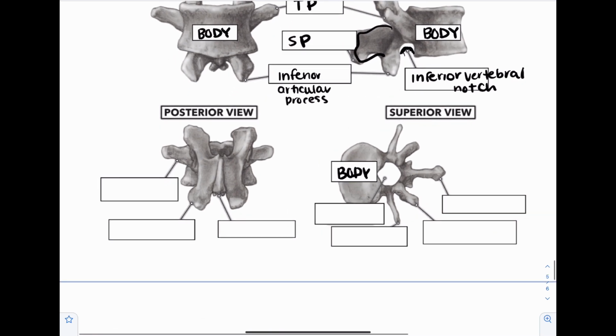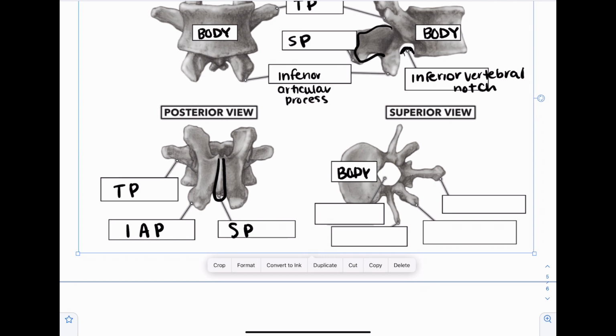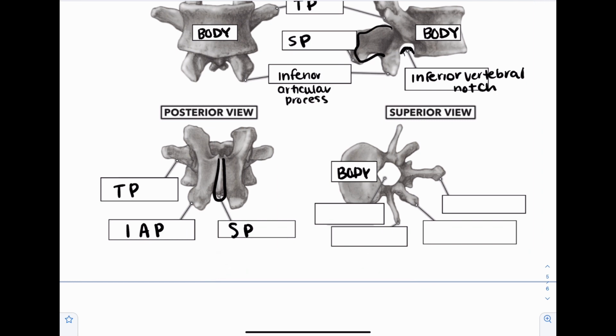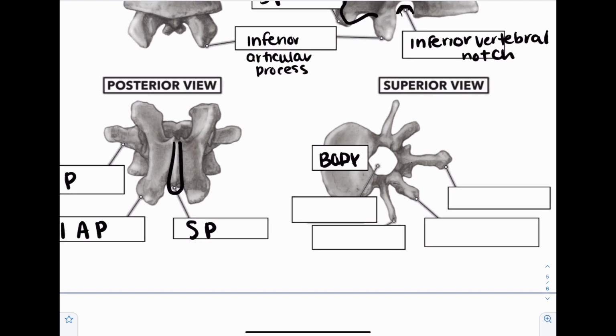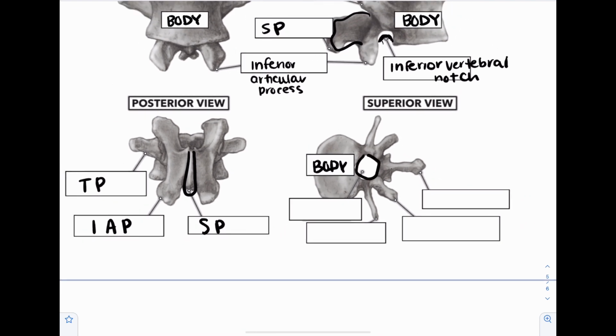When we look from the back, we see our TP again, transverse process. We see our inferior articular process, IAP, and we see our spinous process right there. The spinous process is that part when you go and kind of run your hand down the back of the spine that you feel. That's on the posterior aspect, on the back, dorsal aspect. Running right down through the middle, if we're looking above, we can see that we have a canal. This is called the vertebral foramen. That is where our spinal cord goes through.